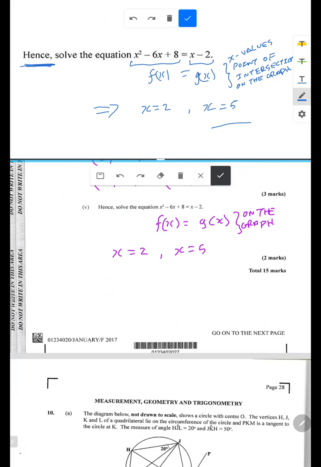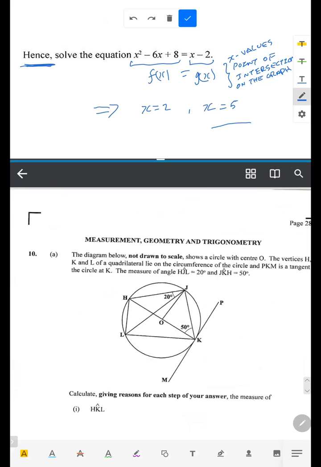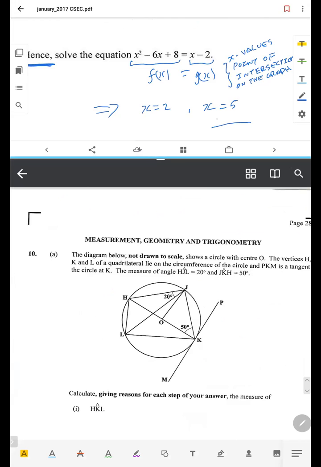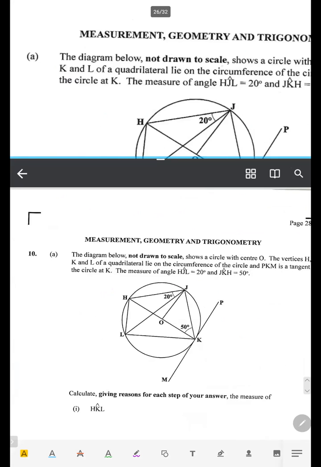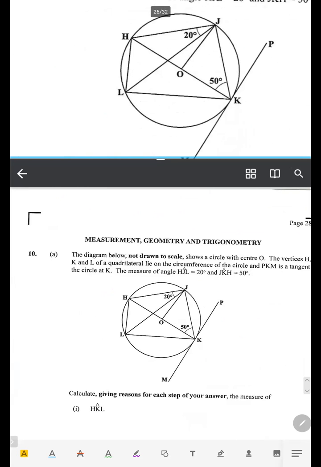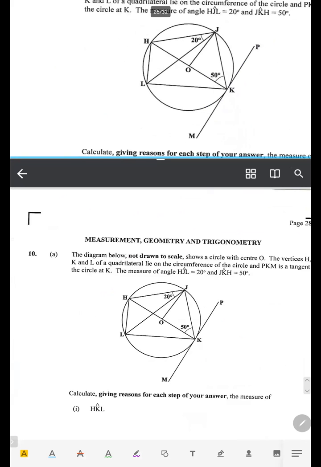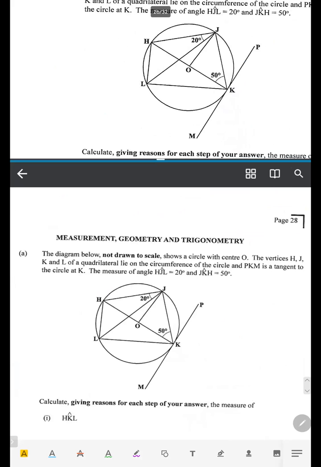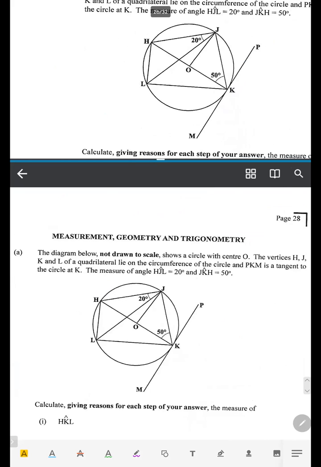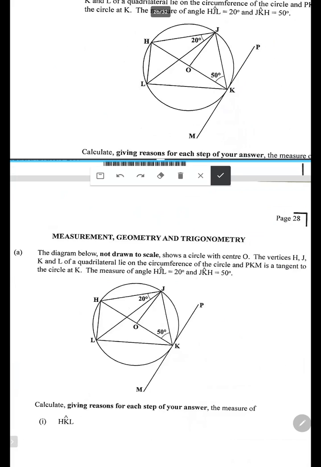All right, so come up now to question 10. Let's see what they say now. So for this question, they said to clear a circle. The diagram below, not drawn to scale, shows a circle center O. So if this is center O right here, that means that this line is a diameter.